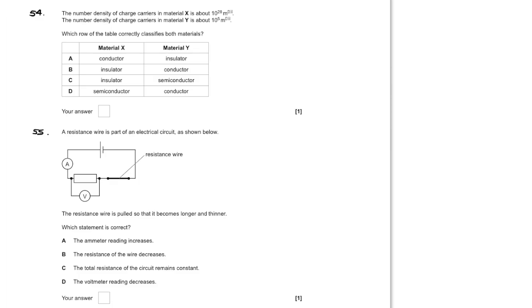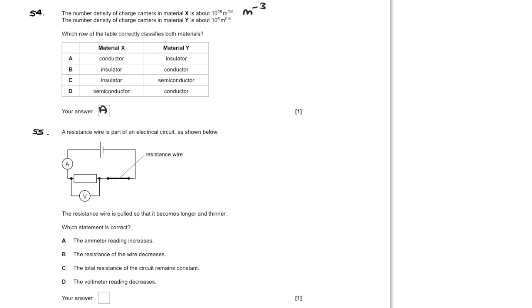For question number 54, we are given the number density in material X, which is 10 to the 28, I think it's meant to be meters to the minus 3, as it's meters per meter cube. And the other one has a charge density of 10 to the 5. So 10 to the 5 charge density is very low. Semiconductors have in the order of 10 to the 10. So that gives us A as our answer.